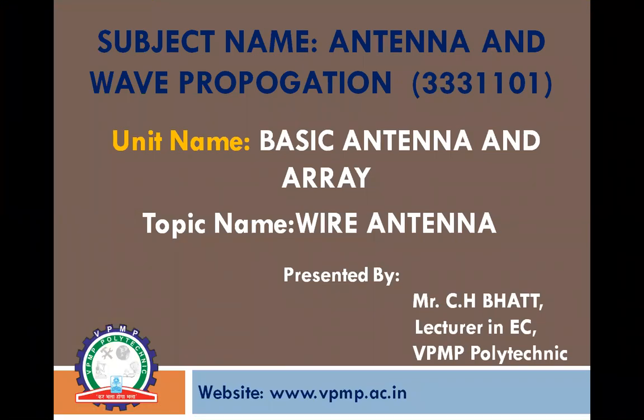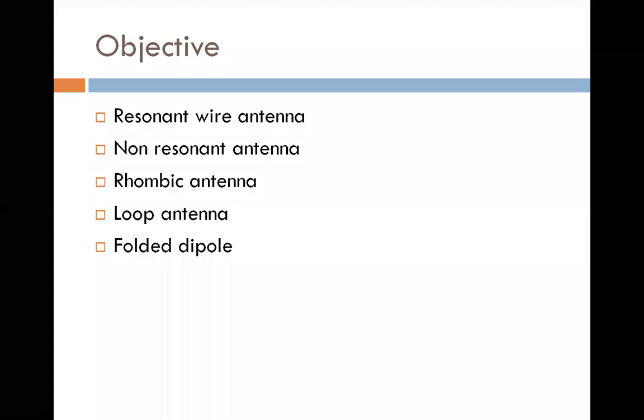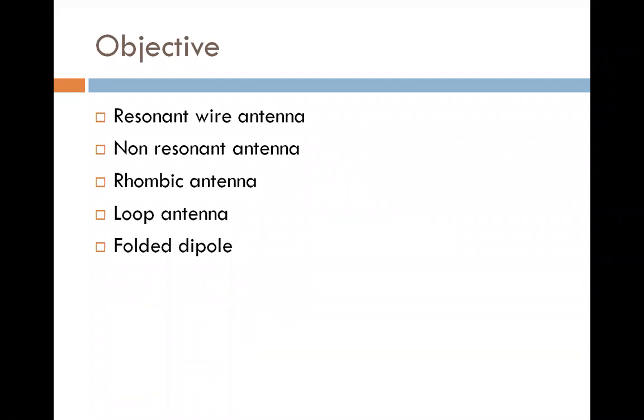Today we discuss the next unit, Unit 3, basic antenna and arrays. And the topic name is wire antenna. Those are the objectives. Here we discuss the resonant wire antenna, non-resonant wire antenna, rhombic antenna, loop antenna, and folded dipole.